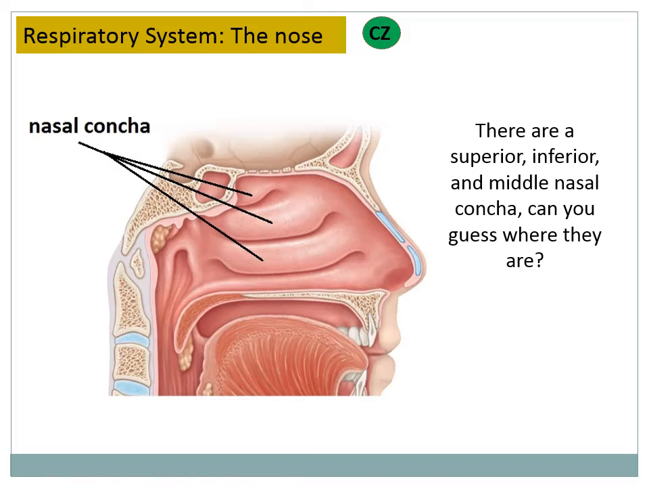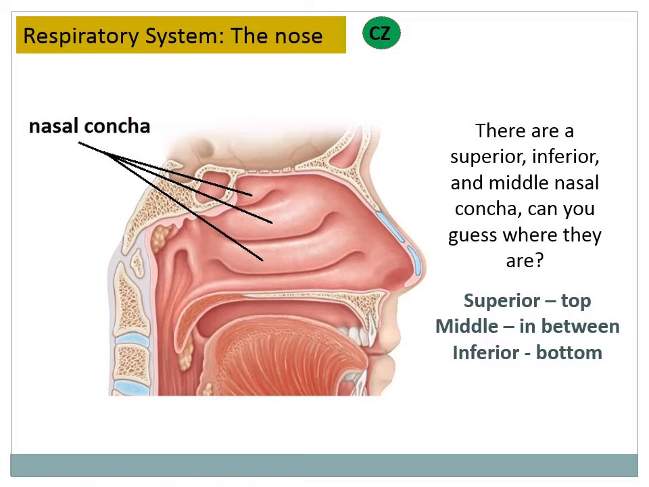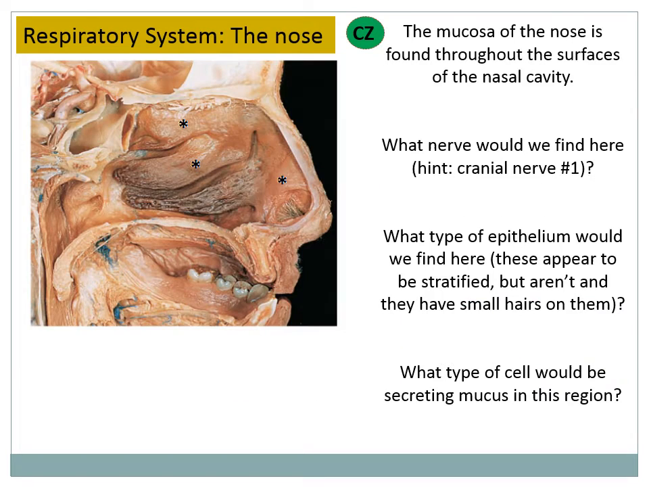Yeah, if you remember directional terms, unlike me like 3 seconds ago, we have a superior, which would be the top one. We have an inferior, which would be the bottom one, and we have the middle one, which would be the one in the middle, right? So we have a superior would be the top nasal concha. Your superior one is this guy right here. Then you have your middle one, which is right in the middle, and then we have an inferior one, which is one on the bottom.